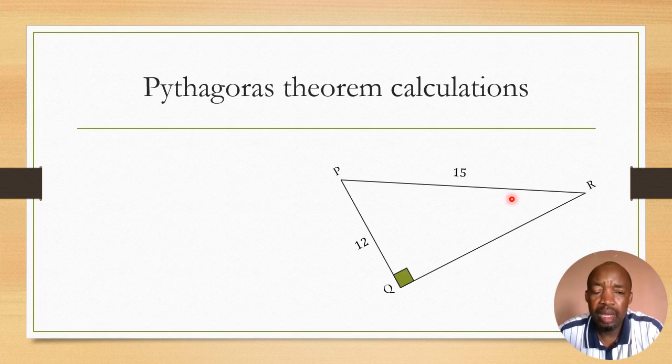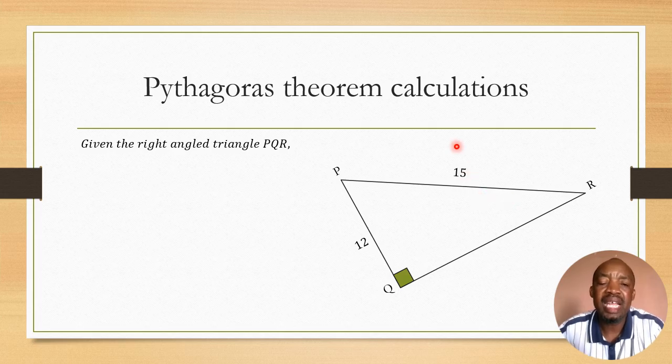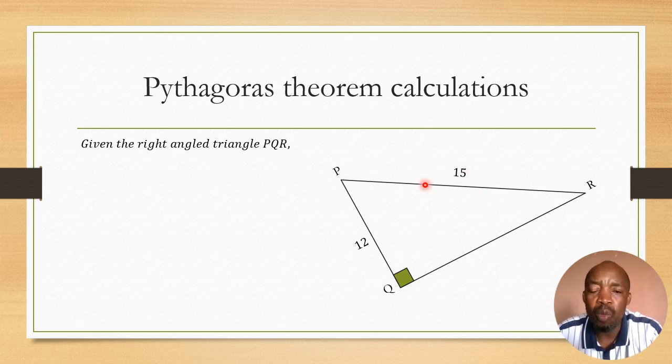Now, we are doing Pythagoras in calculations again. Look at this one now. What is the difference here? They gave us the hypotenuse. We are no longer calculating the hypotenuse, and they gave us this side. They want us to calculate this side. Be careful about that. Now, moving on.